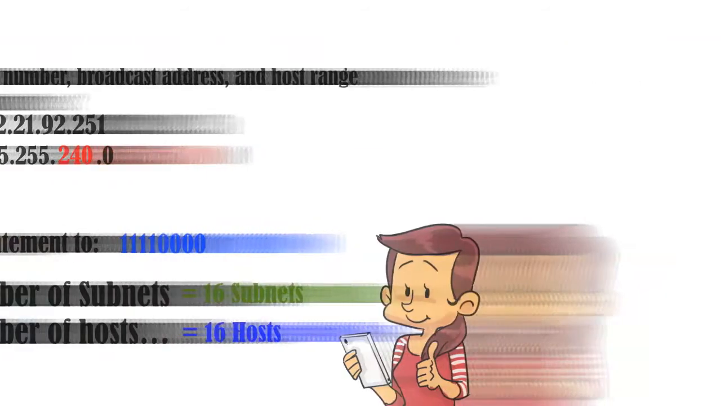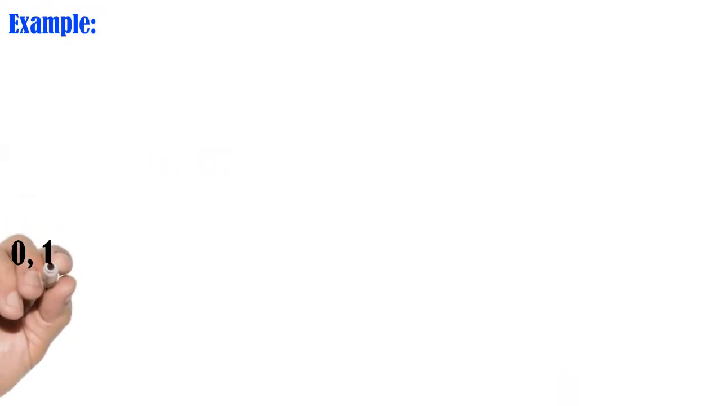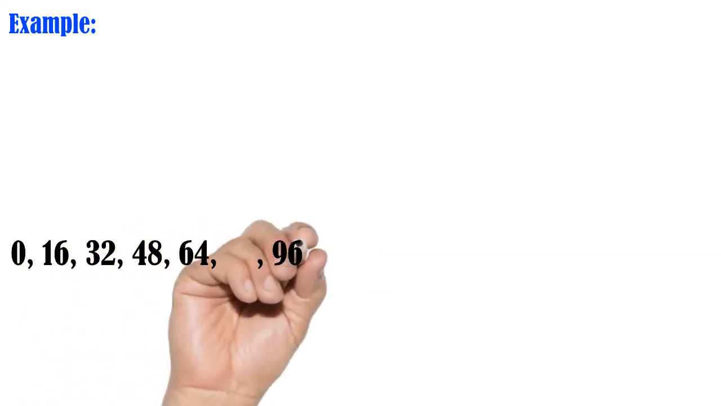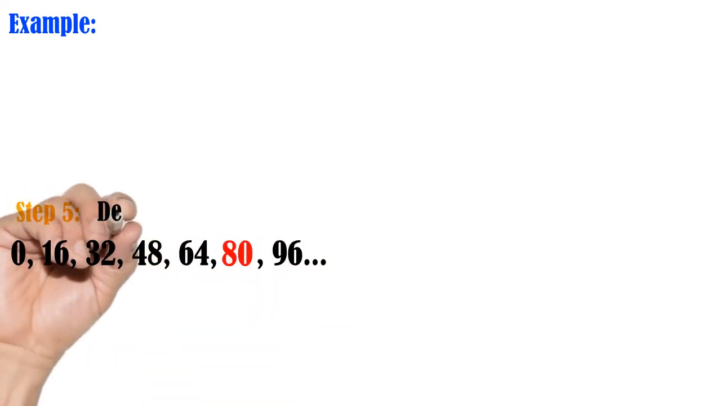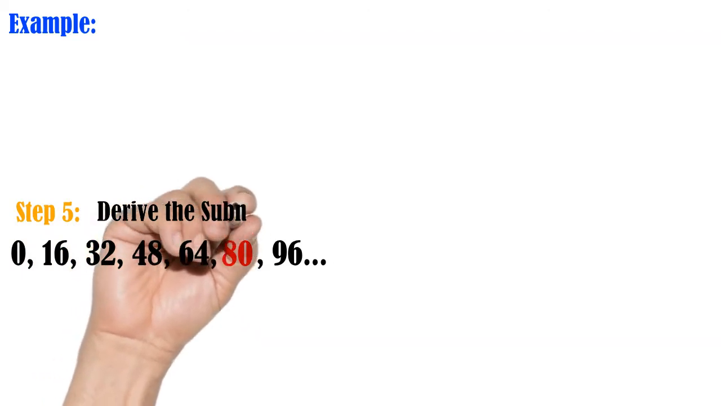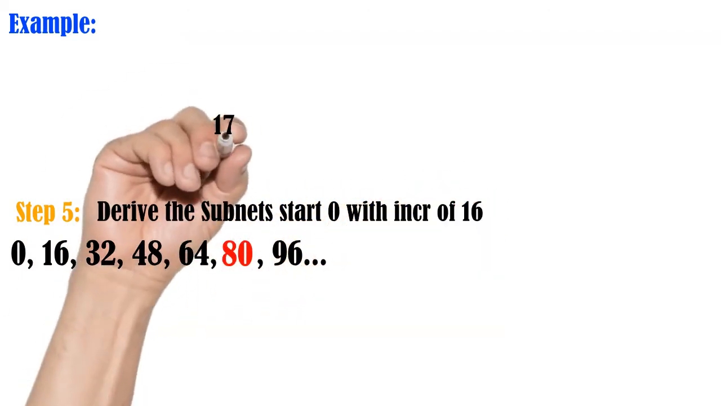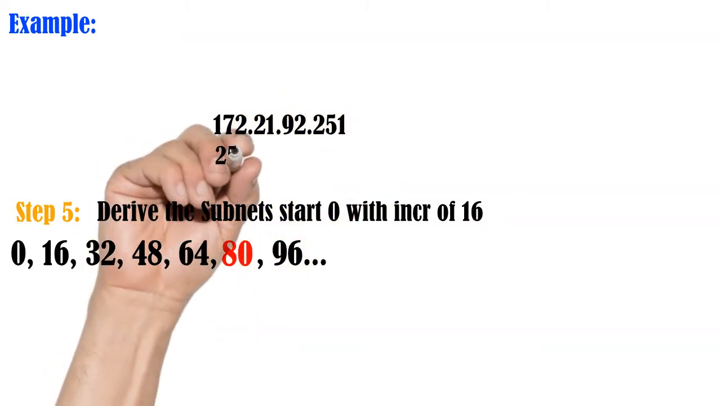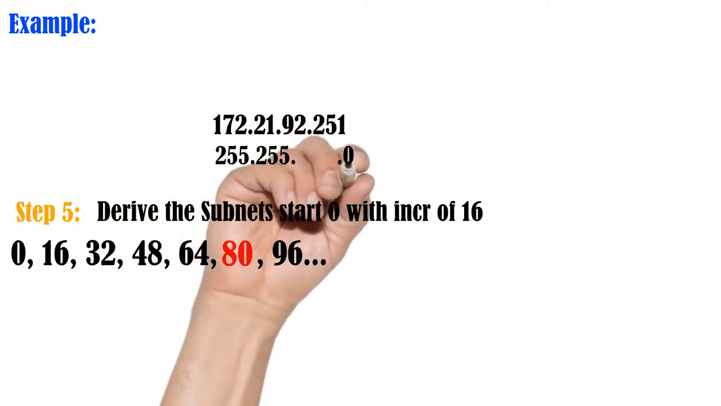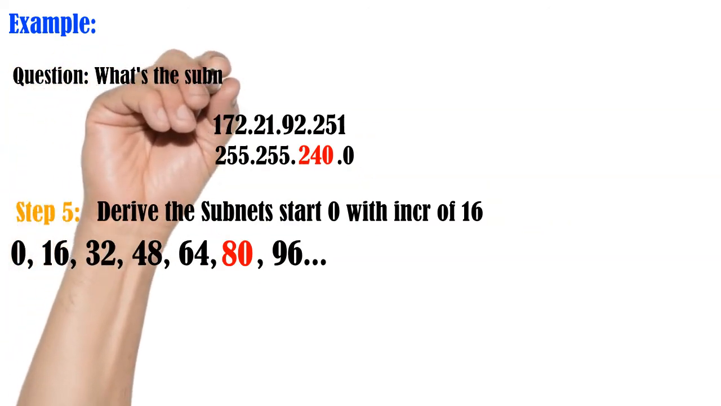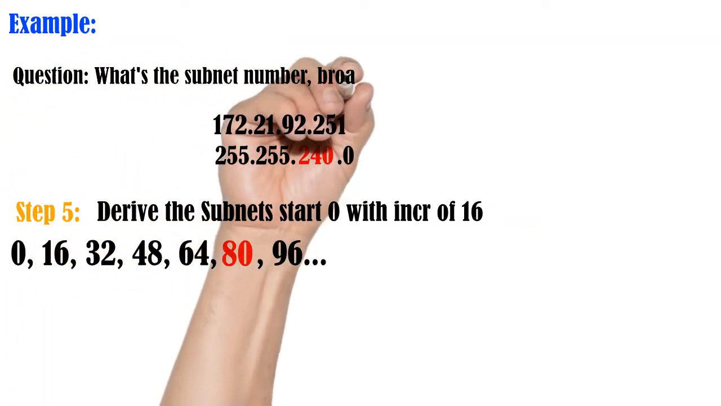From there, I can derive that 16 subnets are separated by 16 addresses. In other words, the networks are 0, 16, 32, 48, 64, and 80. Since the address given was 172.21.92.251, I noticed that the 92 is in the position of the interesting octet in the subnet mask. That's the number I'll focus on.